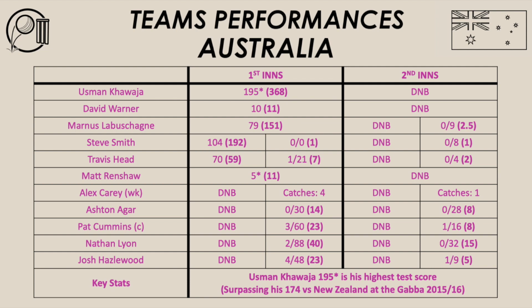Let's have a look at the Australian bowlers and how they performed in this third test match of the series against South Africa from the SCG. No wickets for Labuschagne, no wickets for Smith, a wicket for Head, no wickets for Ashton Agar, 4 wickets for Cummins, 2 wickets for Lyon, and 5 wickets for Hazelwood. That's how the Australian bowlers went about things in this third test against South Africa from the SCG. It was a very good bowling effort from Australia in this third test match of the series.